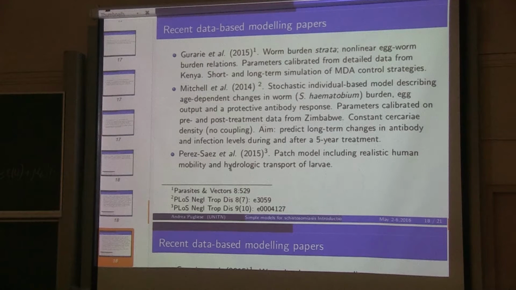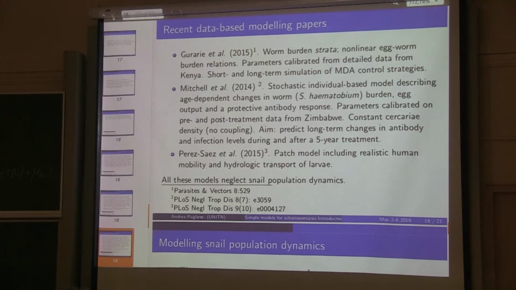However, one important thing is that all these models actually neglect snail population dynamics. It generally is taken as a constant in these models. So even if there is, in the Gurari model, a coupling between infection in humans and in snails, snail density is simply taken as something that is given and is constant.